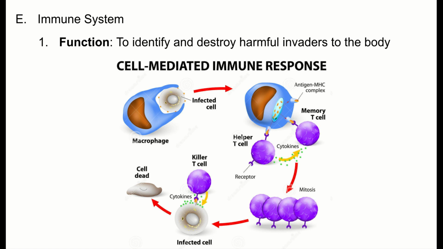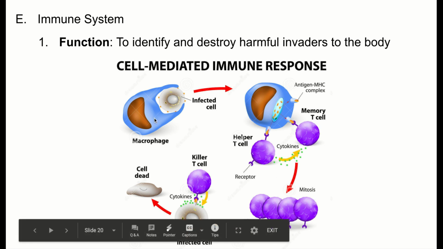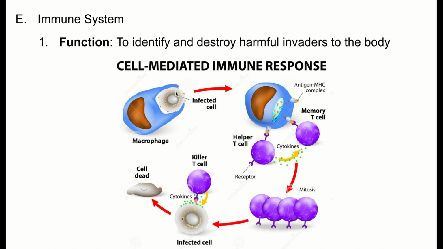Here's one way that the immune system might work to identify and destroy harmful invaders to your body. A macrophage is a type of immune cell, a type of white blood cell, that can eat a cell that's been infected by a bacteria or a virus or a parasite.